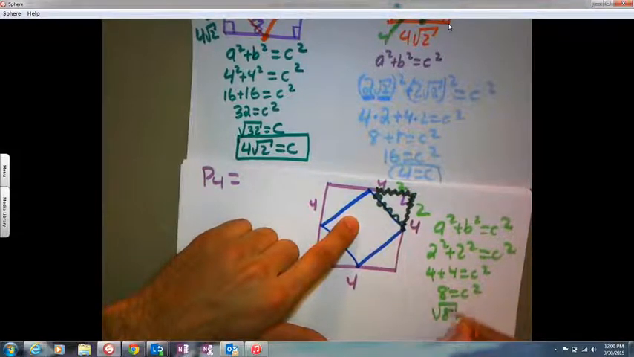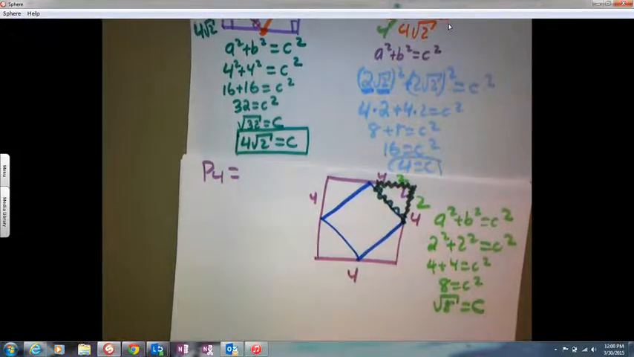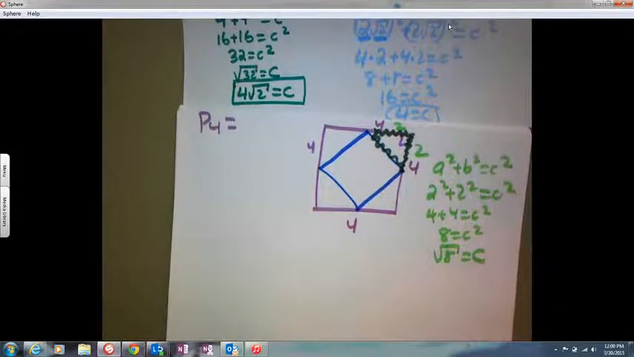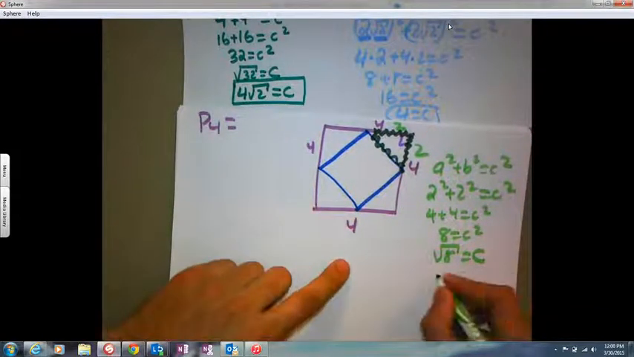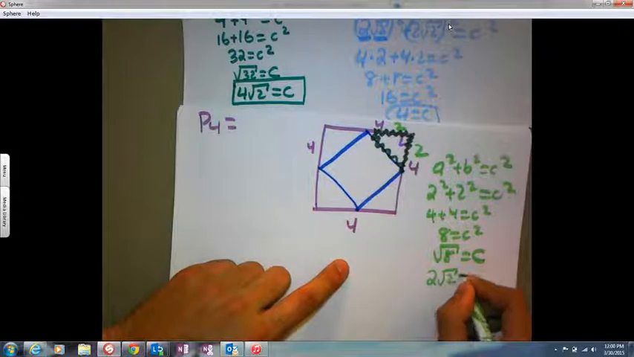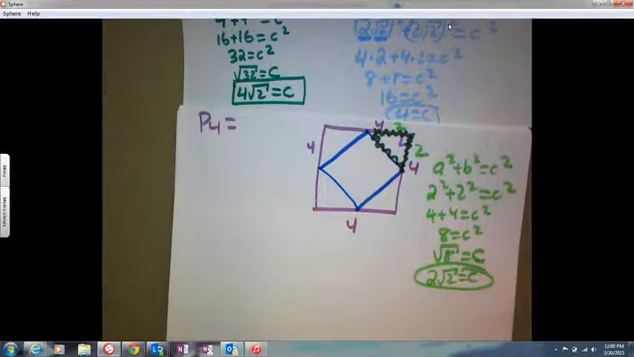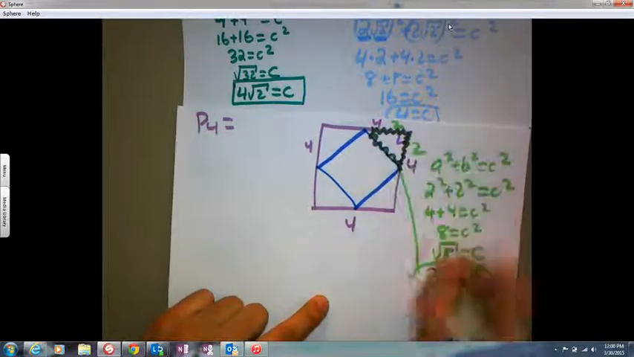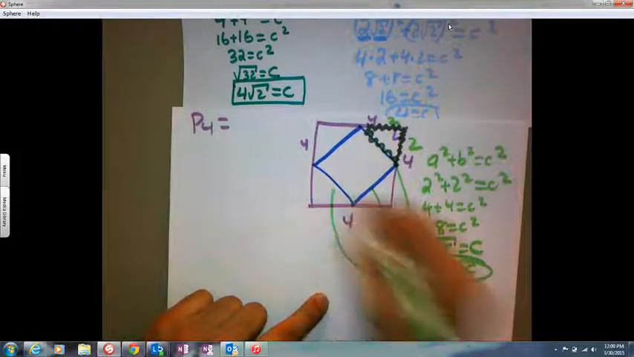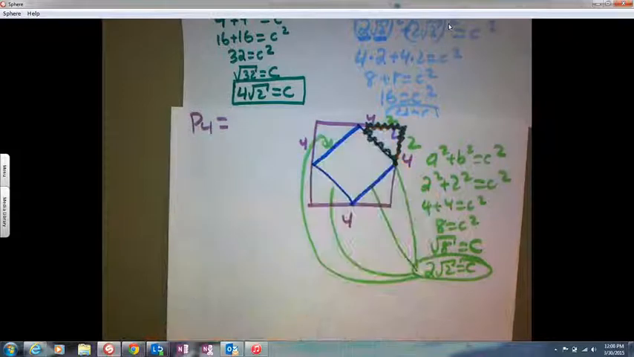Another way of writing this, of course, so each side of this blue square is 2 root 2. So the perimeter of the blue square is 2 root 2 times 4, also known as 8 root 2. Let me take questions on this.